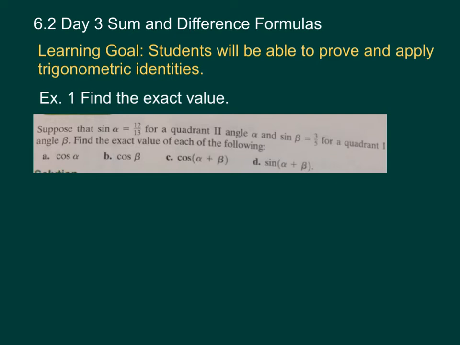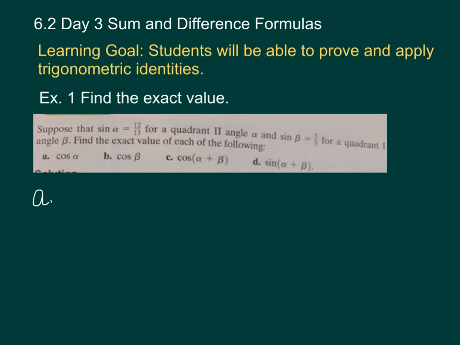It says suppose that sine of A equals 12 over 13 for a quadrant 2 angle. So we're in quadrant 2 for A. And sine B equals 3 over 5 for a quadrant 1 angle for B. So we're in quadrant 1 for B. Find the exact value of each of the following. So let's first start off with A.